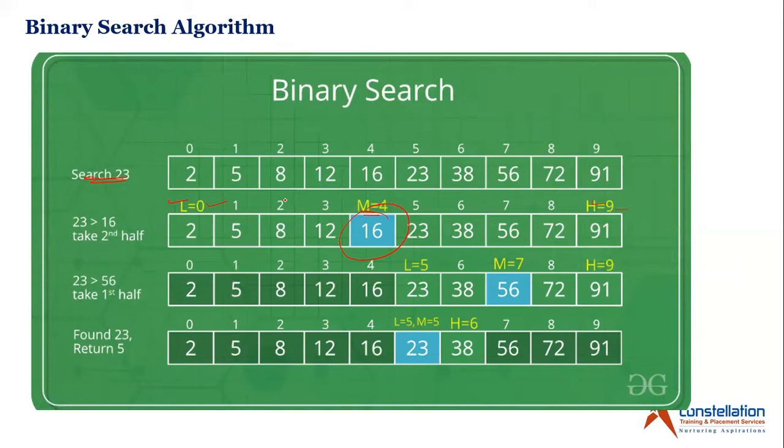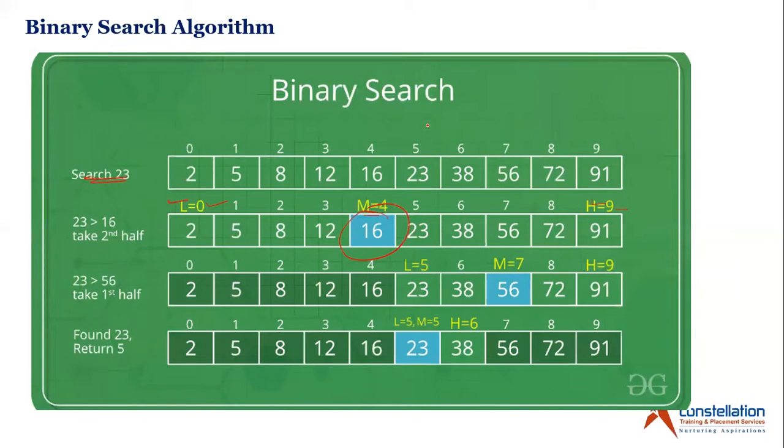And the answer is a big no. 16 is not equal to 23. Now you know the list is sorted. So now the question is: can 23 exist on the left side of it or on the right side of 16? Where can 23 exist? Since this array or this list is already sorted, there is no point of 23 existing on the left half of it. It can only exist on the right half of it.